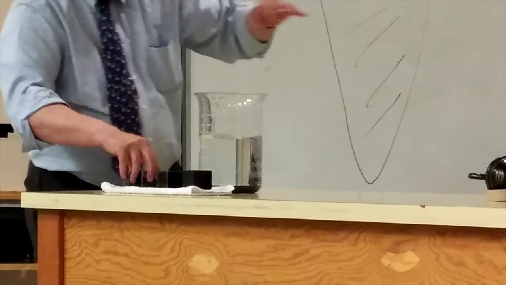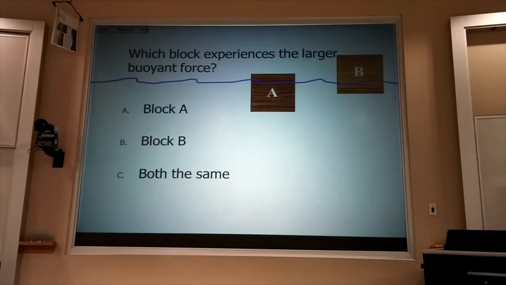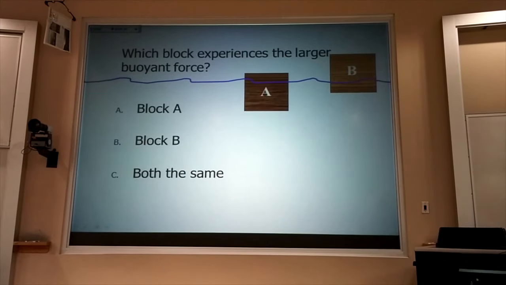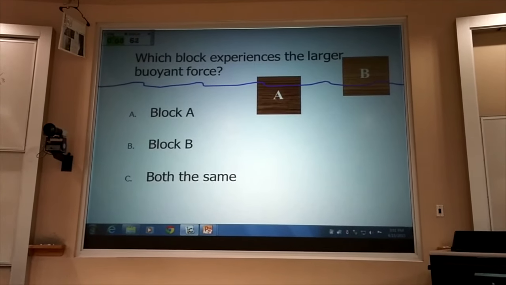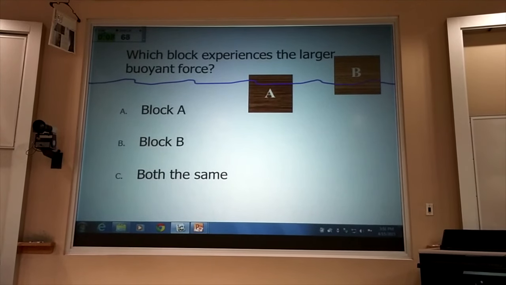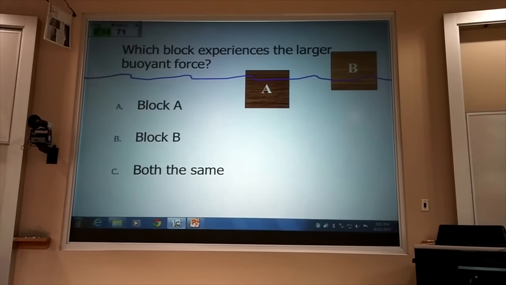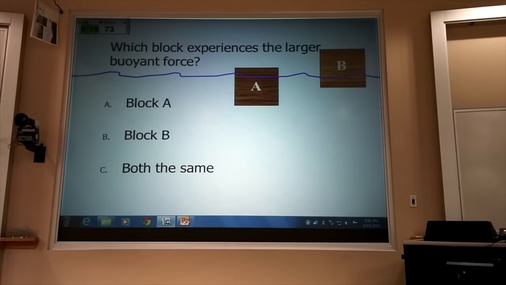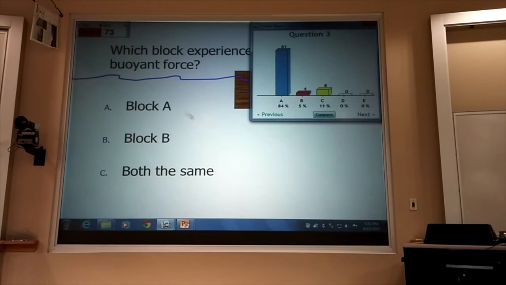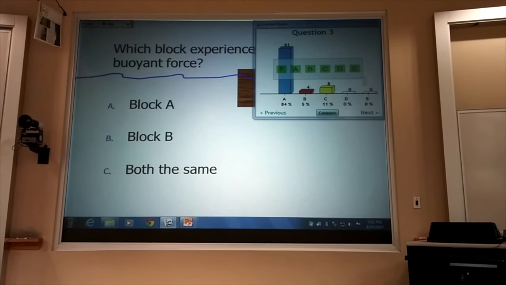Now, I just gave you the answer to the next question, so we should get this all correct. Which block experiences the larger buoyant force? A, B, or both the same? Again, I just gave you the answer. If ever there was a chance to get 100%, this is it. Don't let me down. Oh, dear. These 12 people are just thinking about something else. Yeah, okay.